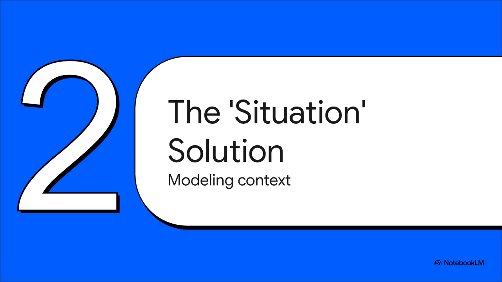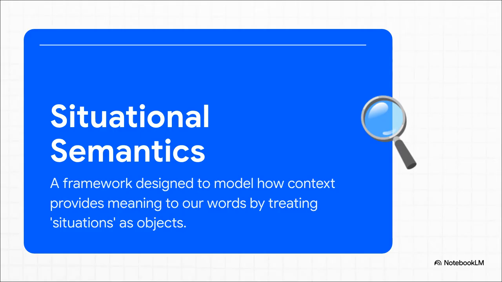The idea was brilliant. Instead of trying to fight how messy language is, why not just build a model of the mess itself? So, this whole framework is called situational semantics, and the core idea is pretty profound. It says, hey, let's stop asking if a sentence is universally true, and let's start asking, in what specific situation is this sentence true? It takes context, the very source of the problem, and turns it into a formal, even mathematical part of the solution.